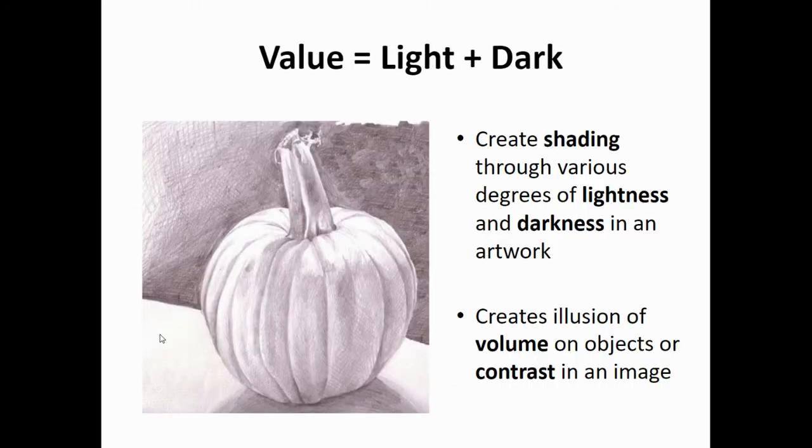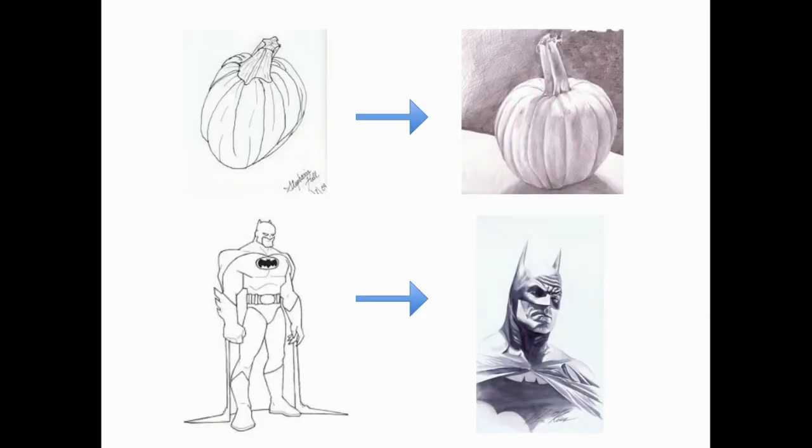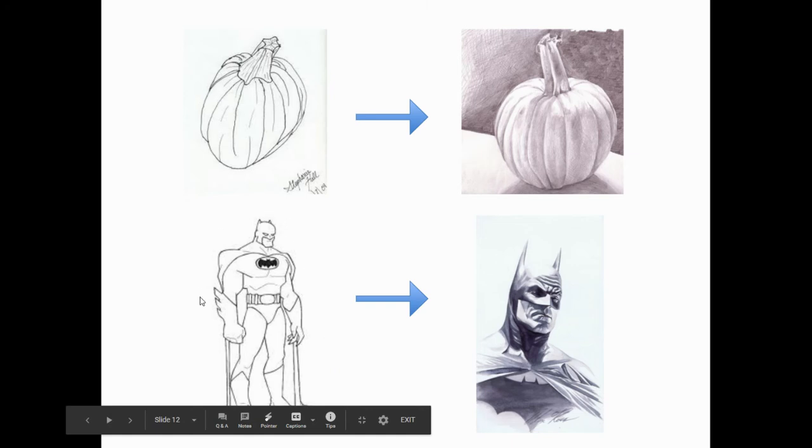Now, one step further, once you've done a contour line drawing, you can add a range of lightness and darkness. This is known as value. Some people call it shading. So creating shading through various degrees of lightness and darkness in artwork is known as value. When you add value to a contour line artwork, it creates the illusion of volume on objects and contrast in an image. Basically, it makes the artwork look a lot more realistic. So if we look at this contour line drawing of a pumpkin, pretty good, but when you add that value, it makes it really appear to pop out, show depth and contrast. Same with the cartoon stylized contour line drawing of Batman here, much more realistic with value and shading.